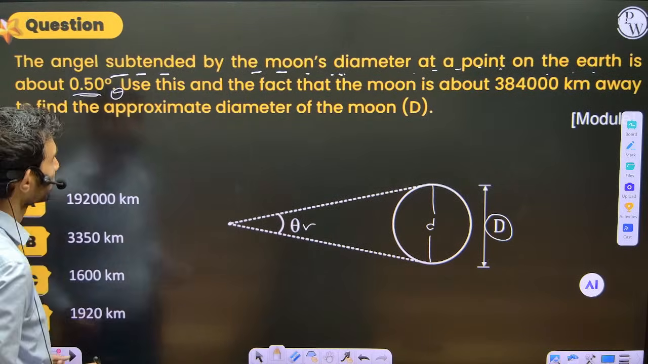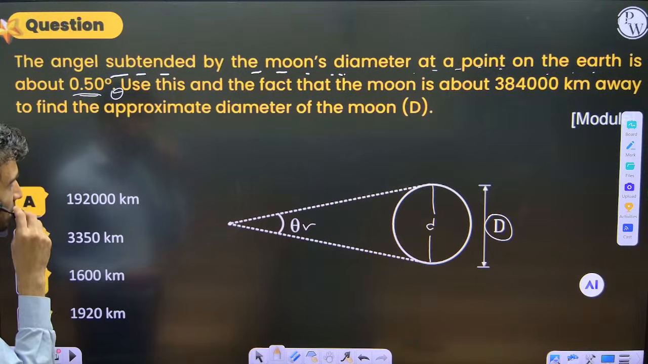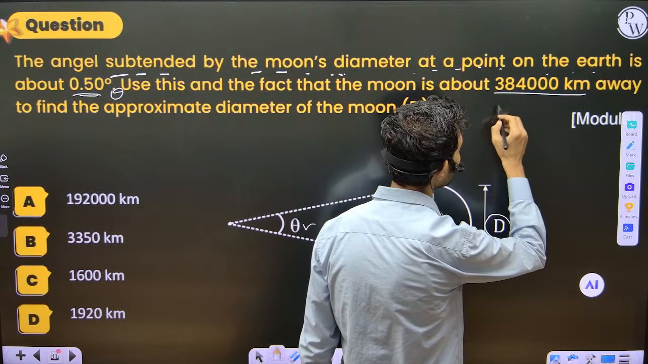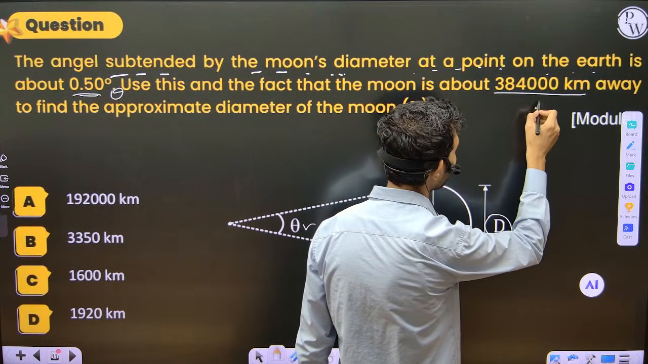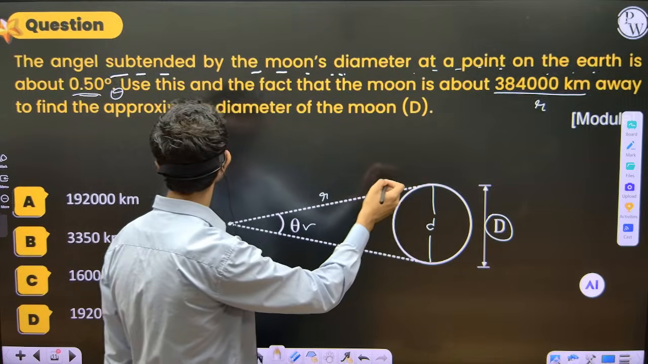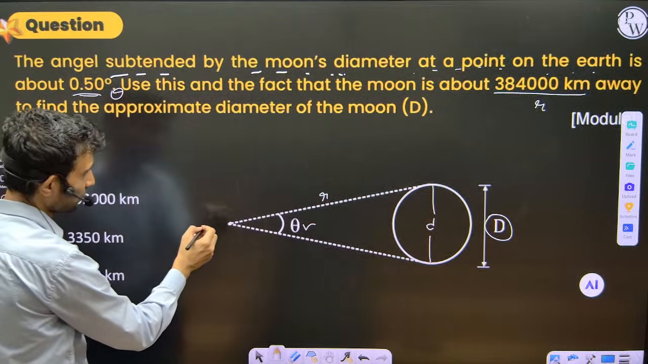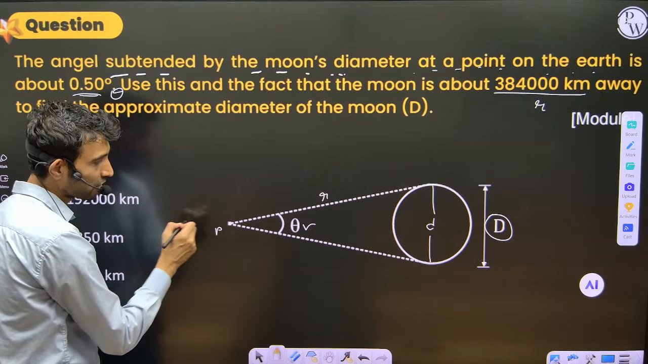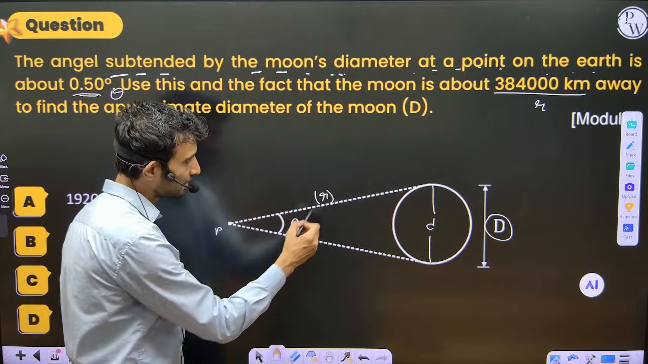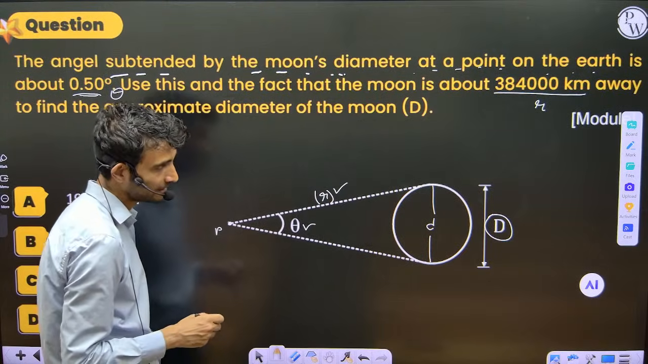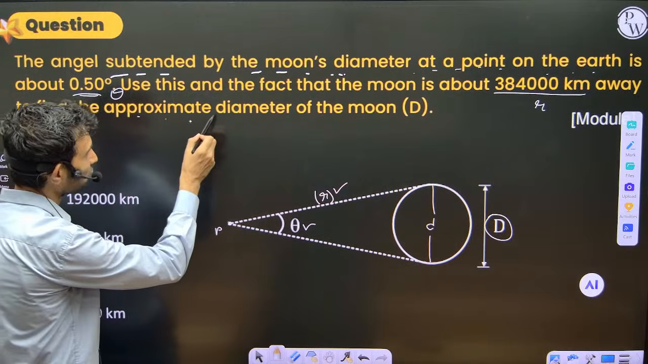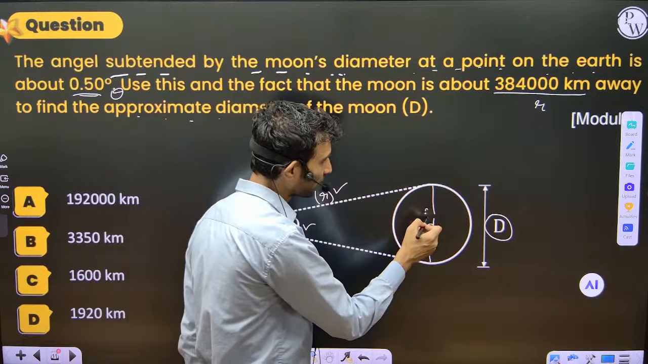Use this in the fact that the moon is these many kilometers away from us. So we'll call this distance r, the distance of the moon from this point P from where we are observing. That distance is given as r. And theta is given, r is also given, right? And you are being asked to find out what? To find the approximate diameter of the moon. So the diameter you have to find out, right?